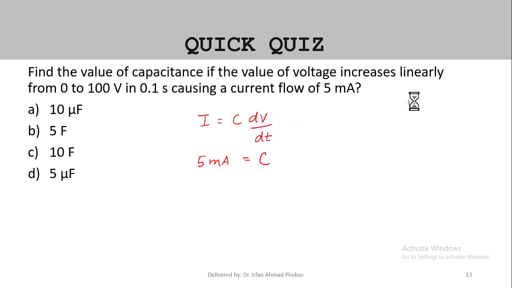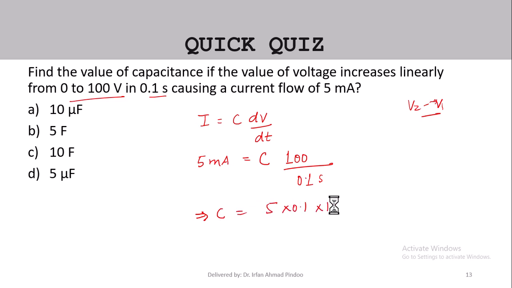Now dV is what? It is the change in voltage, and it is given that the voltage is linearly increasing from 0 to 100. So we can write it as 100 minus 0, that is 100 only, and it is happening in a time period of 0.1 second. It means the time is also given, t2 minus t1. So it is now a simple numerical where we have to just find the value of C. We will get C as 5 into 0.1 into 10 to the power minus 3, which comes because of milli, divided by 100, that is 10 to the power 2. So it will be 5 into 10 to the power minus 6, and minus 6 means micro.